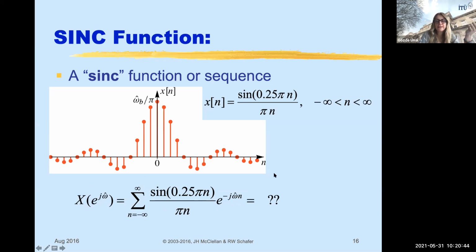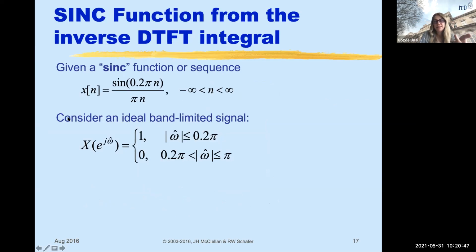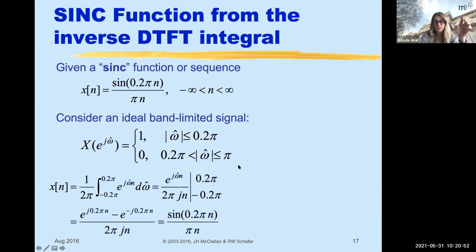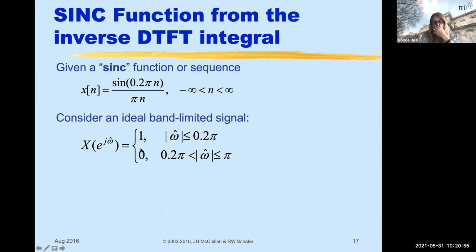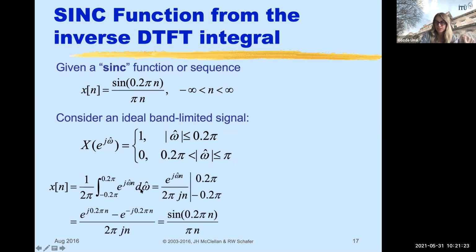Instead, you would say, I already know an ideal band limited signal. This is a low pass filter. I wish I could write here, but unfortunately I can't. This is really a rectangular low pass filter. Its cutoff is 0.2 pi. It's a spectrum in a low pass form at cutoff 0.2 pi. It's 1 for omega hat less than or equal to plus minus 0.2 pi, and 0 else. Now I can start here and apply the inverse Fourier transform formula.